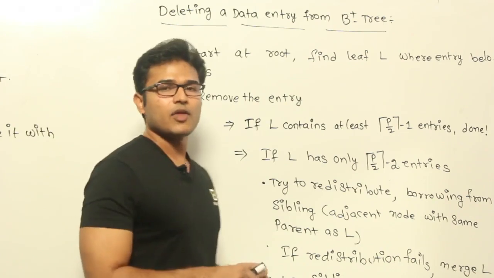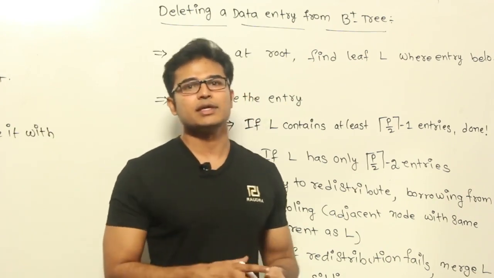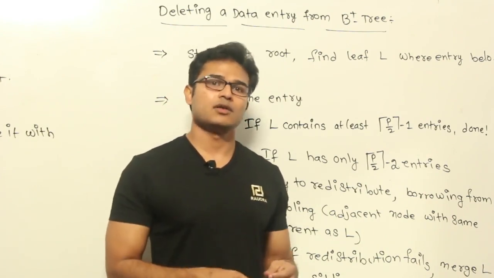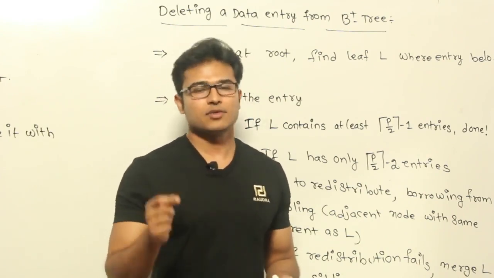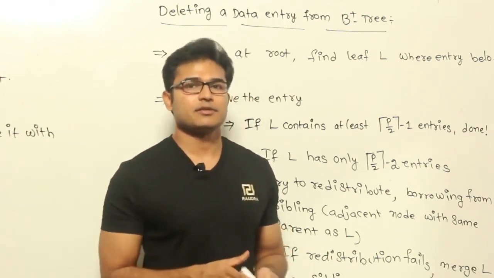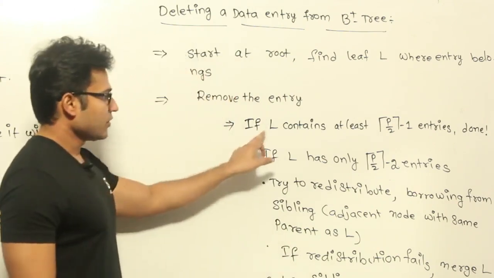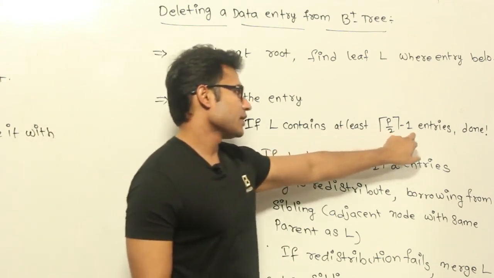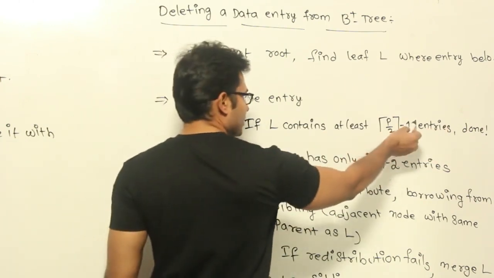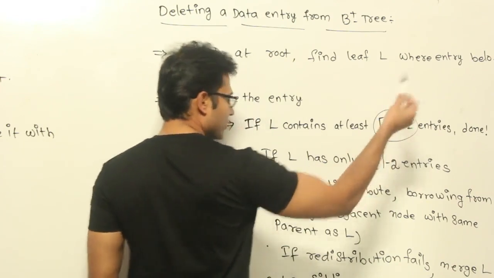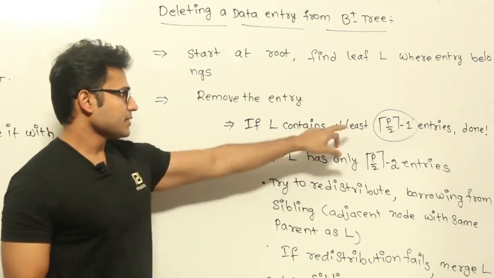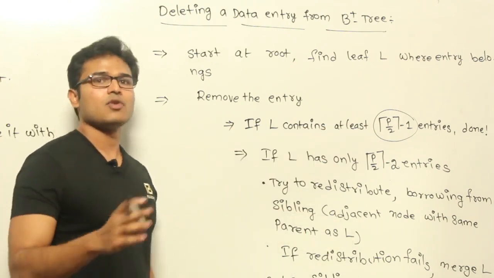After removing it, you have to see how many entries are remaining in the leaf. Whenever you delete, you have to be careful about the underflow condition. Underflow condition means the minimum number of required entries should always be present there, right? If L contains at least p/2 minus 1 entries, then it is done. Why? Because this is the minimum number of entries that we discussed earlier that have to be present in the leaf. If this is not present, then we call it underflow.